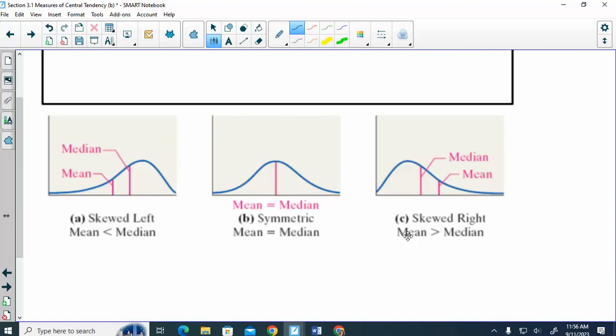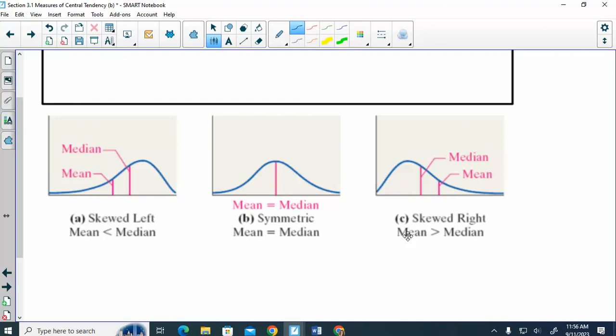Now, are they ever probably going to be exactly the same? Unlikely. In perfect data they are, but we know real life data is rarely perfect. So close is good enough, is what we're trying to say. A lot of times they may be just slightly different.